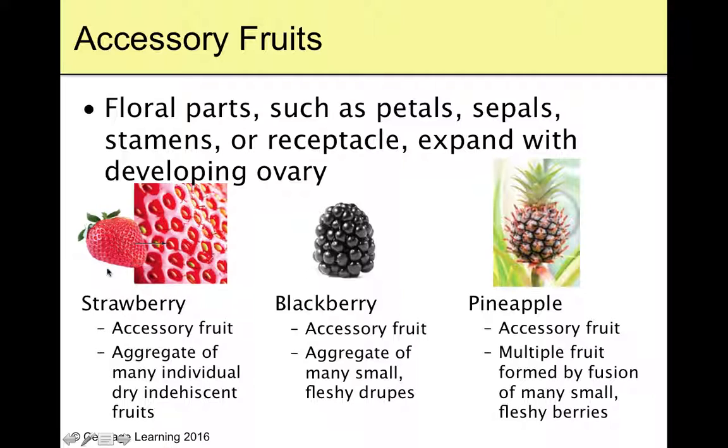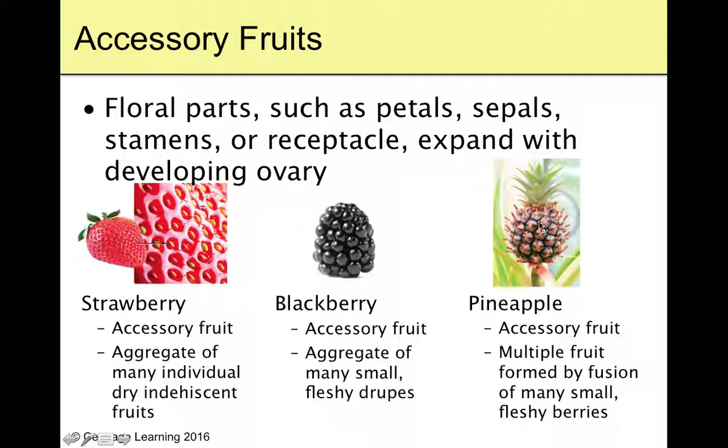And then the rest of the strawberry is just for dispersal, just to bring an animal in to eat that strawberry. So that's kind of crazy. The blackberry is an accessory fruit, and it's an aggregate of many small fleshy drupes. So there are small pits in each of the blackberry fruits, I guess you could say. That's why blackberries have a little bit of crunchiness to them when you eat a blackberry.